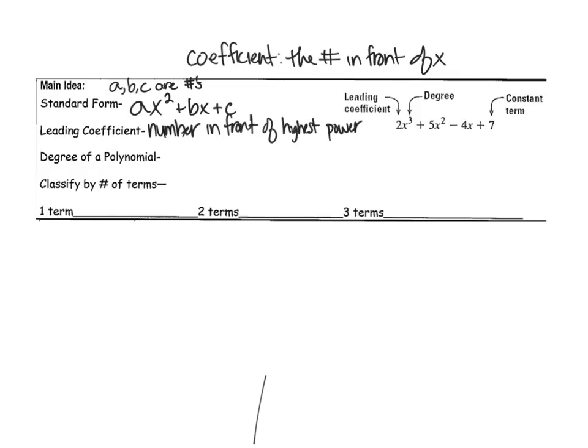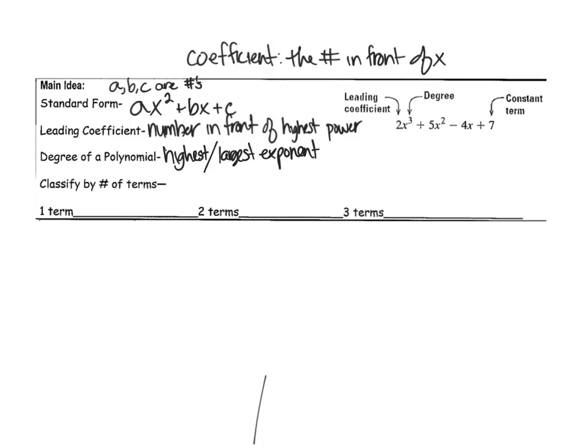Okay, degree of the polynomial. That's going to be the highest or the largest exponent. So in this example, it's the 3. It's the little power, that 3. We would say that this is to the third degree because there's a third power.